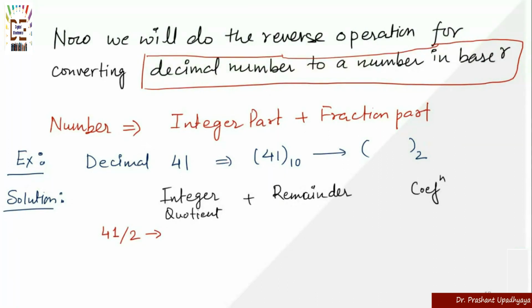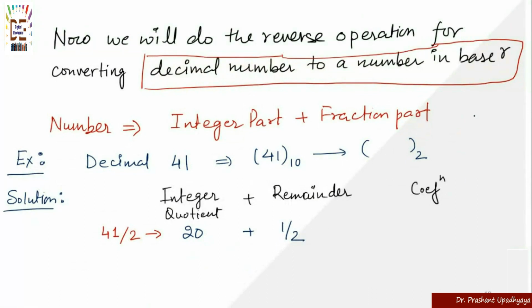Your remainder will not be 1. Your remainder will be 1 by 2 because you were not able to divide it. If you were able to divide that 1, how would you write it? You would write this as 20 plus 1 by 2.